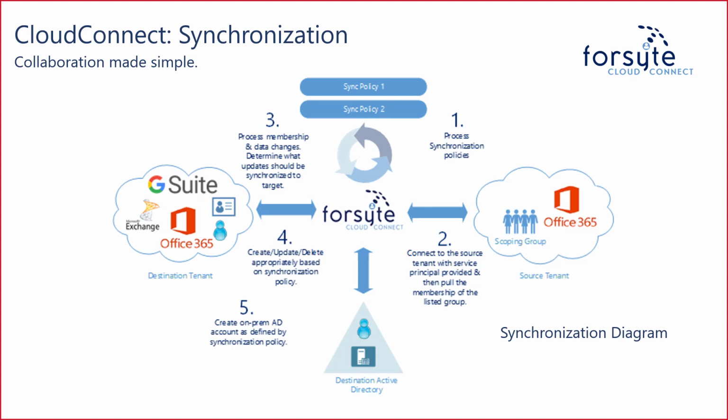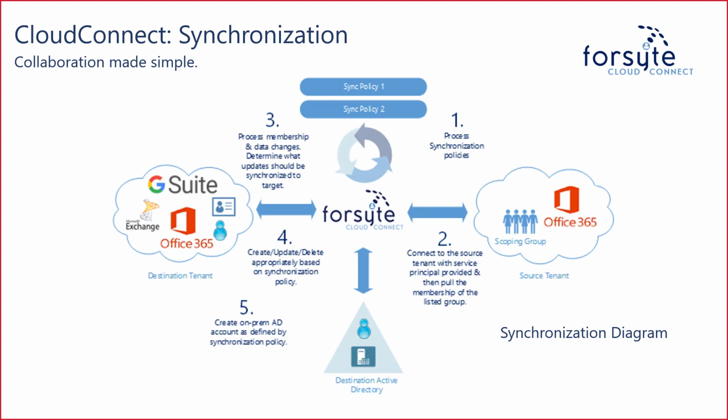After the sync policies are created, it will connect to your source data source. It'll look at the scoping group, and it'll pull out all of the resources that were in that group. Based on what you set up in the synchronization policy, it's going to process those membership changes. It's going to remove folks that have been taken out of the group. It's going to add new people and create those objects, and data will flow as defined in your policy. It's going to do the basic CRUD operations, create, update, delete, etc., all based on what is defined in that synchronization policy.